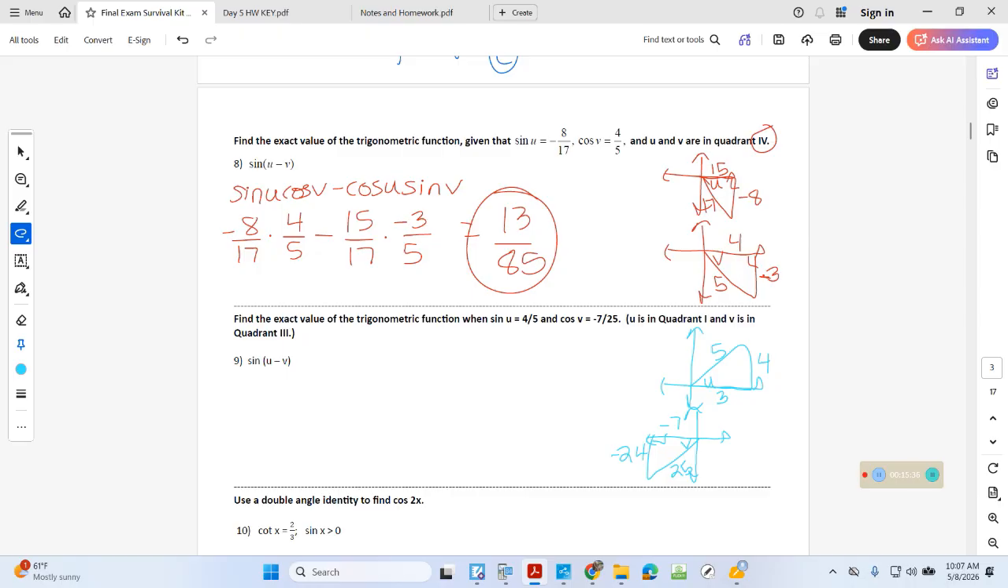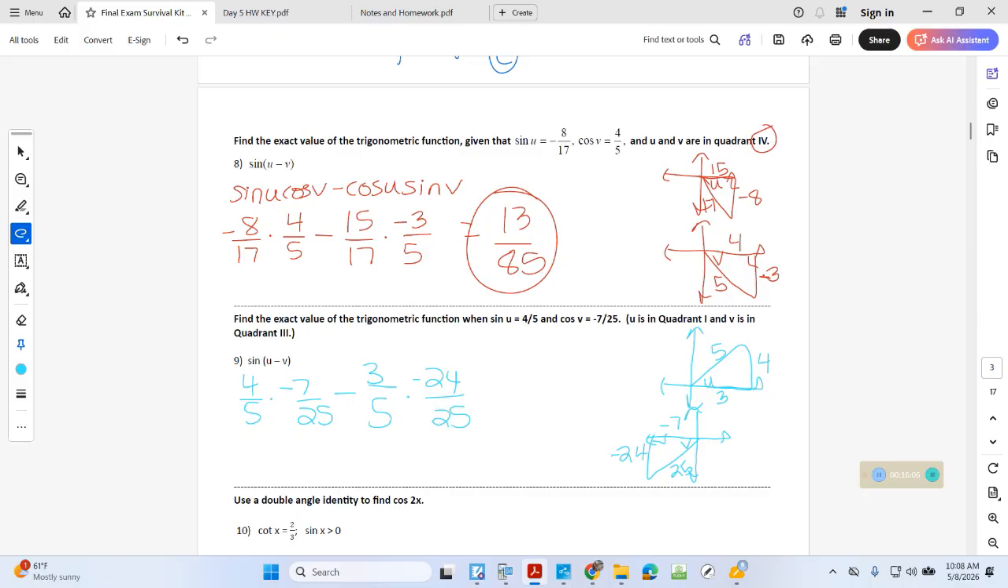Okay, so we're ready. Again, we already wrote down the identity on the previous one. It's still sine of the difference, so I'm just going to go straight to the fractions. So sine u cos v. Well, they gave you sine of u. They gave us cos of v minus cos u. Here, look at the picture. Cosine is adjacent over hypotenuse, so 3/5, sine of v. Here, look at the picture, opposite over hypotenuse.